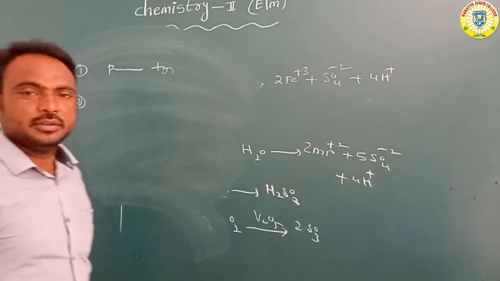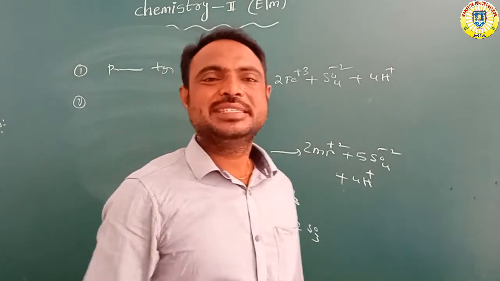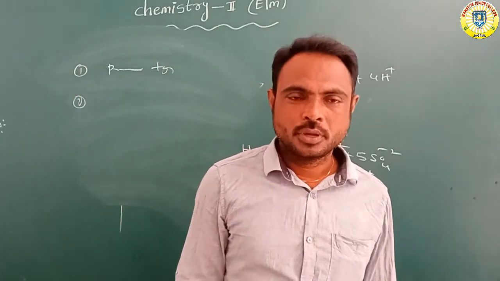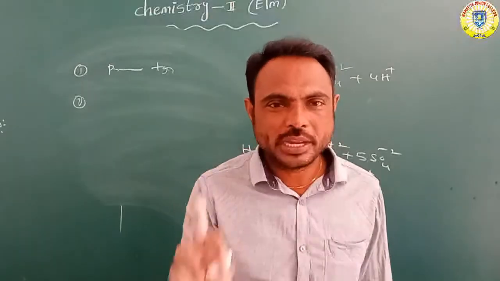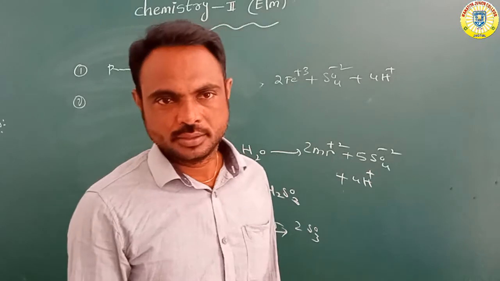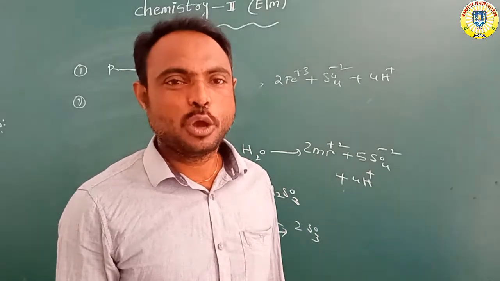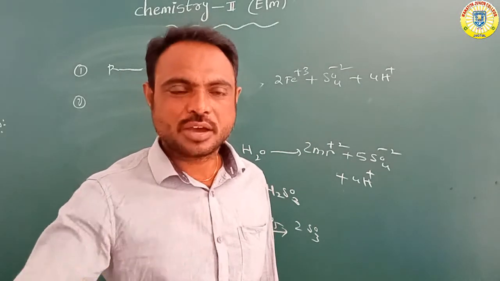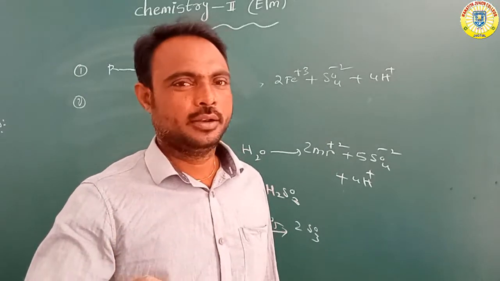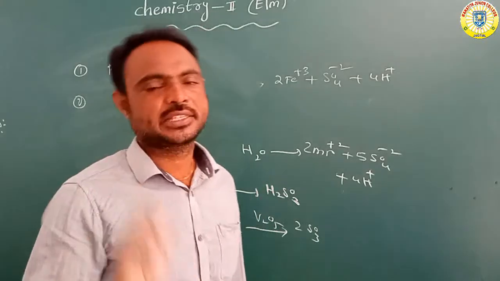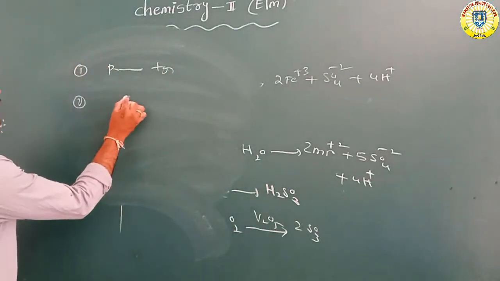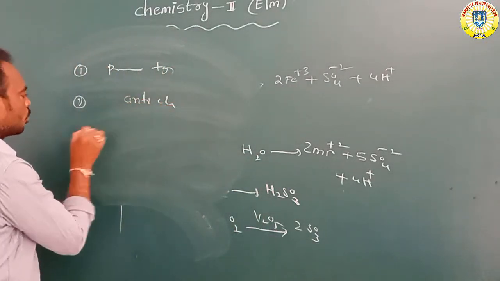Second, it is mainly used as an anti-chlor. SO2 is used to remove the chlorine on the surface of cloth, and that process is anti-chlor. Anti-chlor means removal of chlorine on the surface of cloth when we use sulfur dioxide.